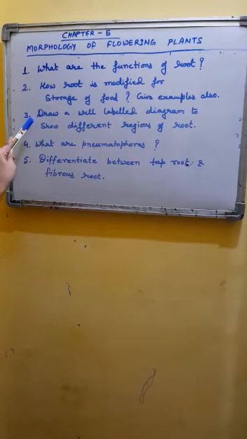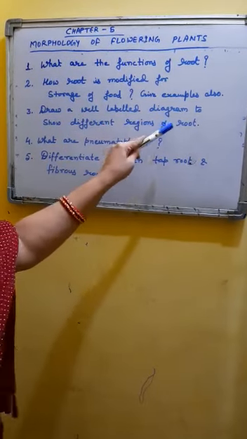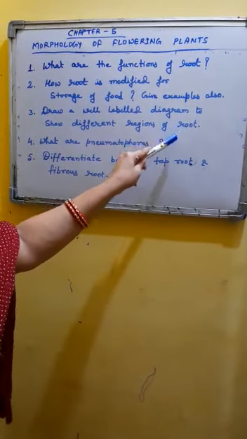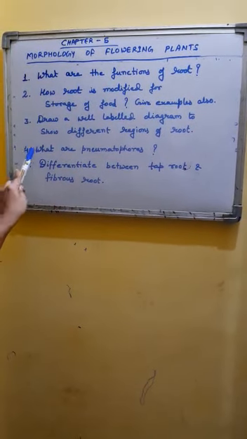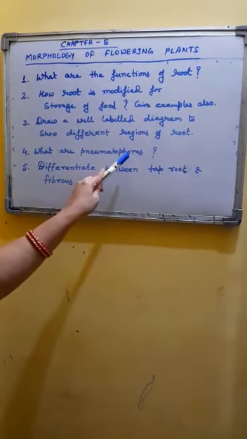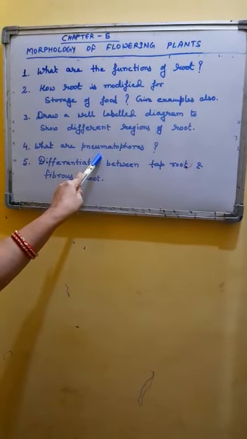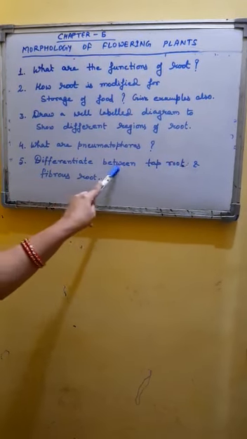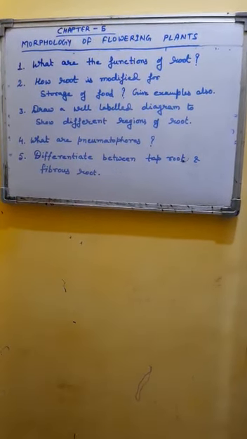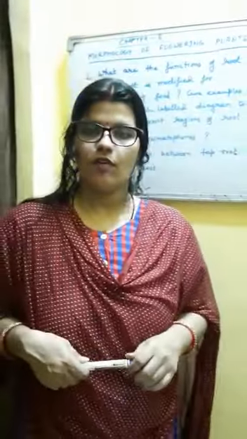Third question, draw a well-labeled diagram to show different regions of root. You have to show different regions of root and you have to label it. Fourth question, what are pneumatophores? You will write down what are pneumatophores and you will give examples also. And the last one, differentiate between taproot and fibrous root. So, these are the questions for your assignment.